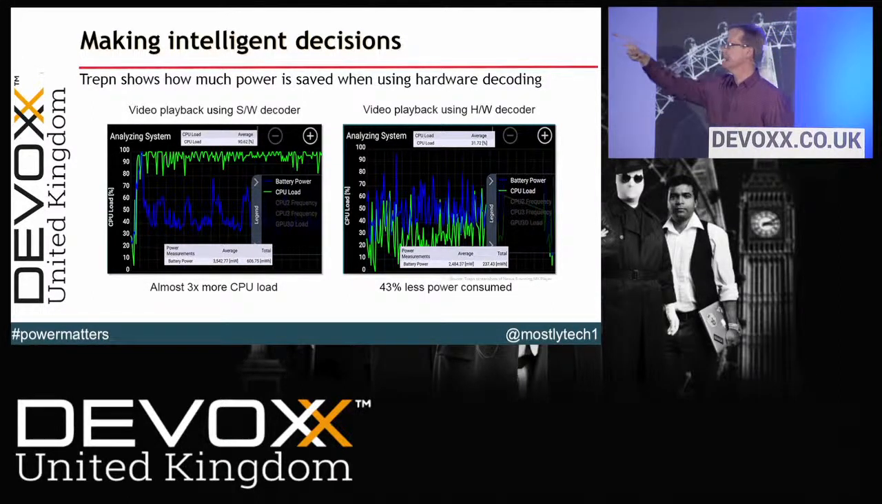On the left, I was doing a 4K video playback using a software decoder. On the right, I'm using a hardware decoder. The green line is CPU load. You can see it's pretty much maxed out on the left, 80 to 100%. On the right, the average is 31%, so that's about a third the CPU load, and about 43% less power, so pretty significant difference.